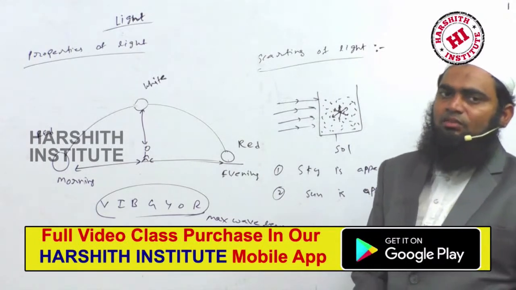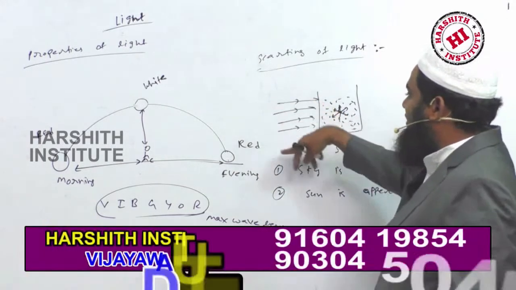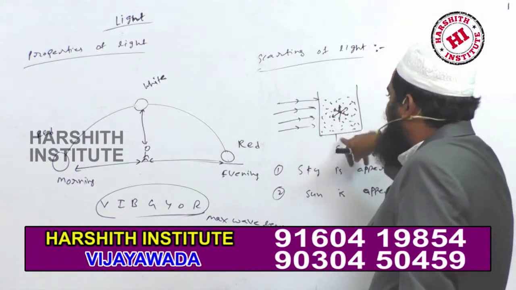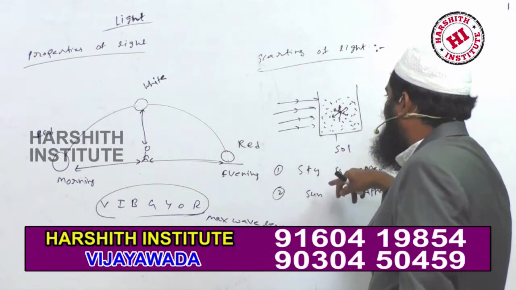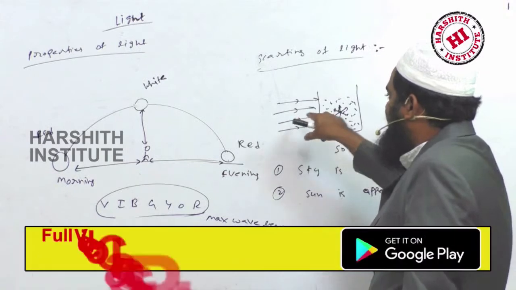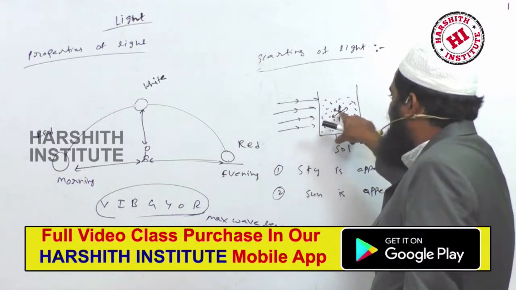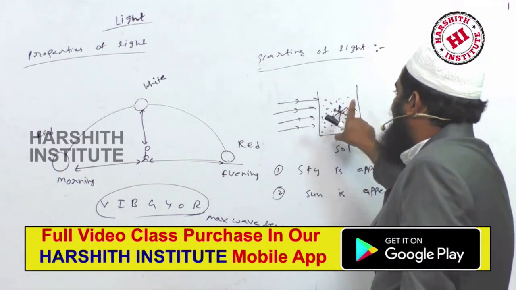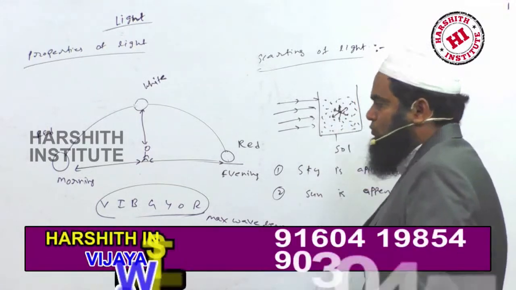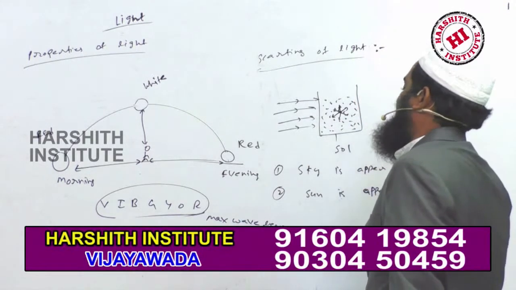Once again, scattering of light means a beam of light is passed through a colloid solution. The ray touches a colloid particle and splits in all directions. This is called scattering of light.